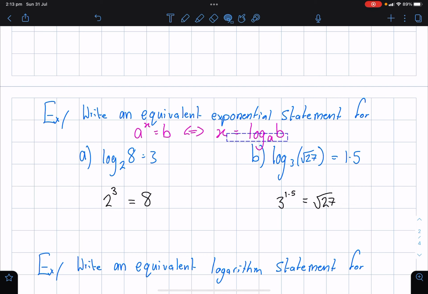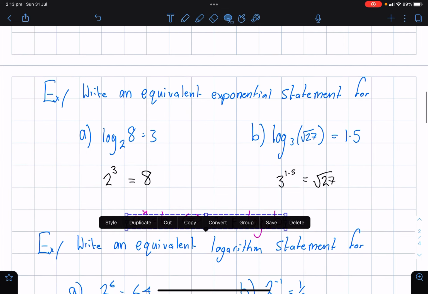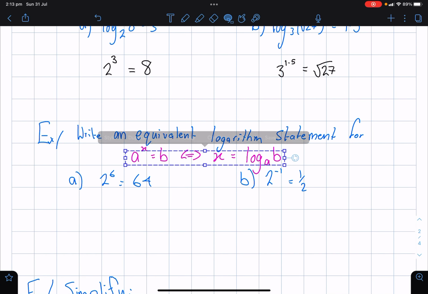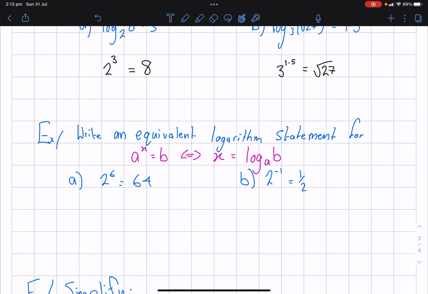All right, let's grab this again because we're going to use it. Hopefully I've got all of it. Yep, beautiful. So we're going to bring it down to here now because we're going to use it to write equivalent logarithm statements. Okay, so now we're going from this form across to this form. All right, so we've got 2 to the power of 6 equals 64. Now, what I like to do, I like to write log straight away. Then my a value is 2. All right, so we put 2 there. My b value is 64, and then that has to equal x, which is 6.